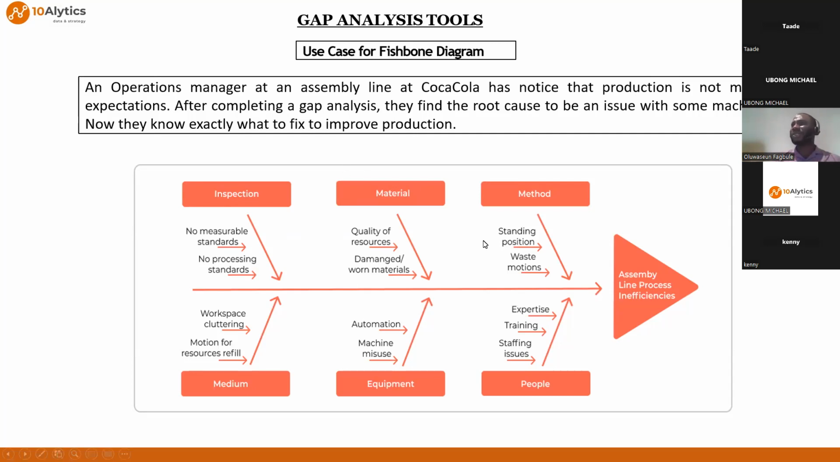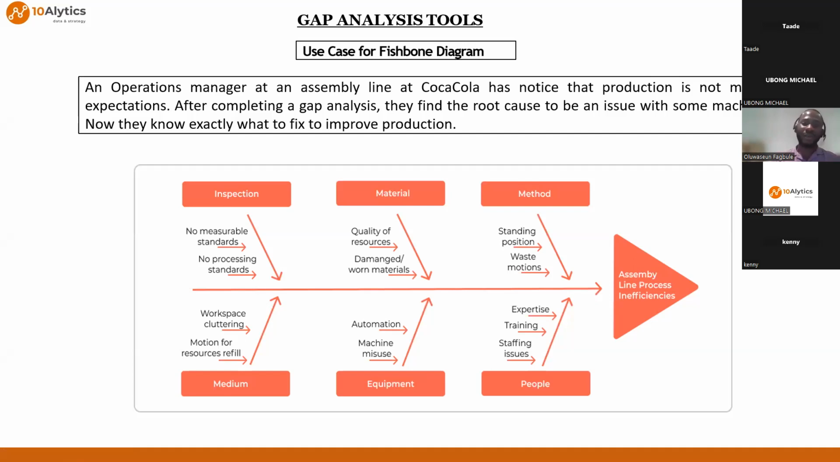So for this use case, they have used the fishbone diagram, right, to find out what the root cause is, right? So the effects or the problem statement that they are able to see is assembly line process inefficiency, right? So the operations manager in Coca-Cola said, okay, we have an assembly line process inefficiency. That's what is leading us to producing 7,000 cartons instead of 10,000 cartons in a month, right?